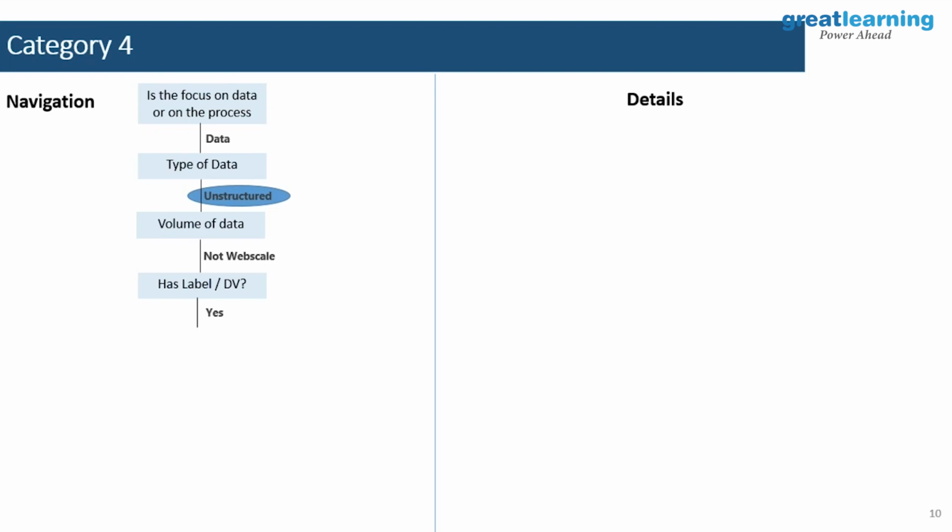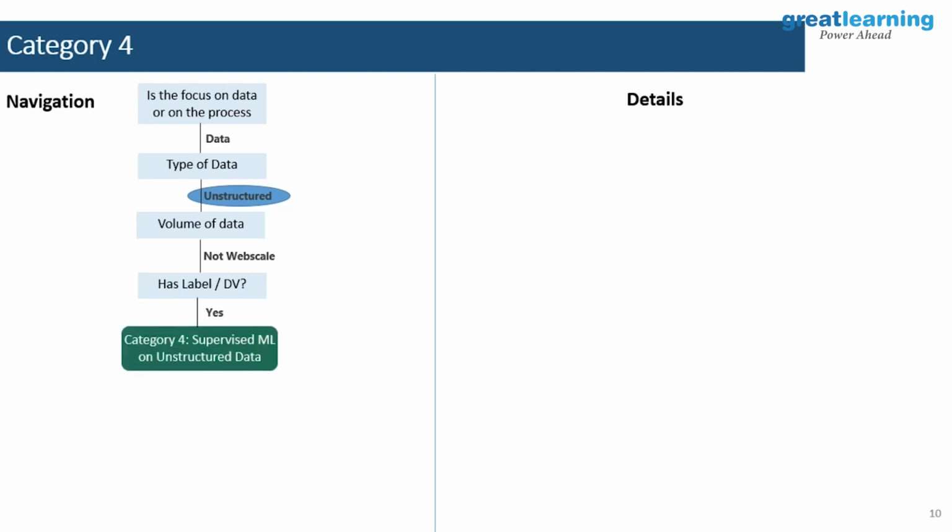Category 4 focuses on data, but now the data is unstructured, right? I'm bucketing semi-structured under the structured category, so I don't have a separate category for it, because there's one extra step to make it structured. But the real big difference is unstructured data. The moment you say unstructured data, you're talking text and things like that. Volume of data, probably not web scale at this point in time, has labeled dependent variables.